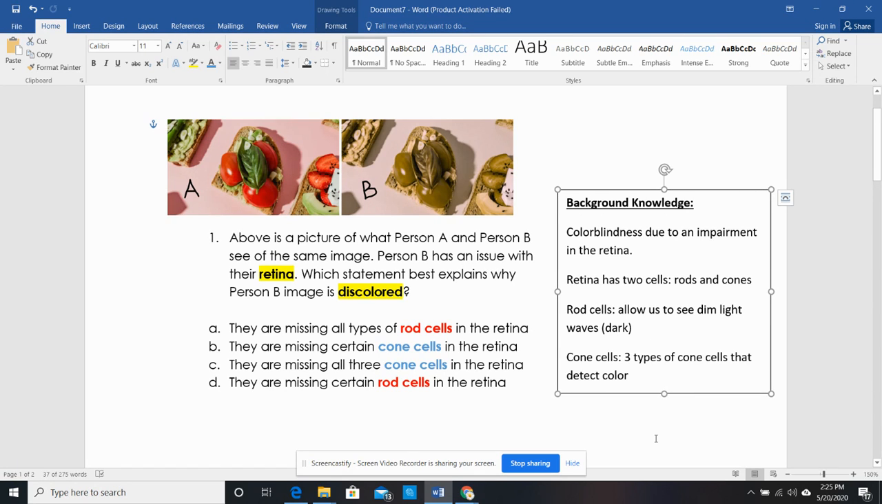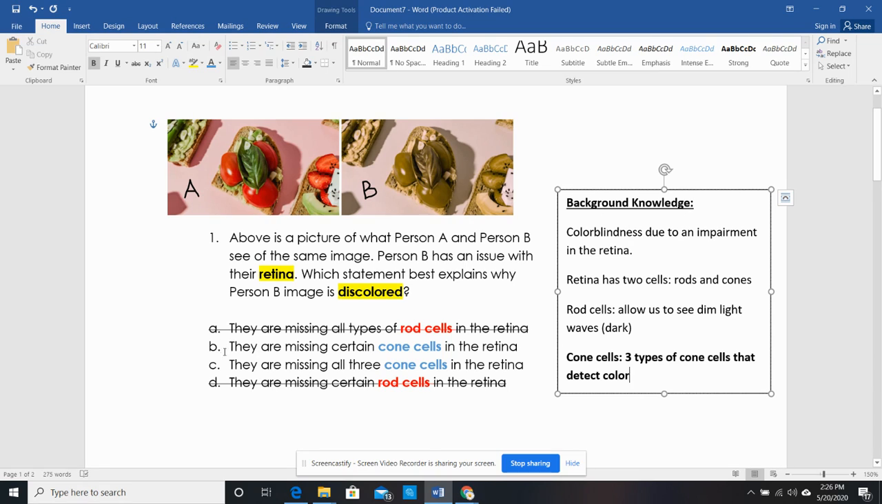Cool. So now looking at this, what 2 answer choices do you think that we could eliminate using our background knowledge? If you think that we can eliminate A and D, then you're on the right track. That's because color blindness doesn't have to do with the rod cells. It doesn't have to do with seeing in the dark. It has to do with color. So cone cells, in my background knowledge, detect color. So that's what I'm going to be focusing on right now.